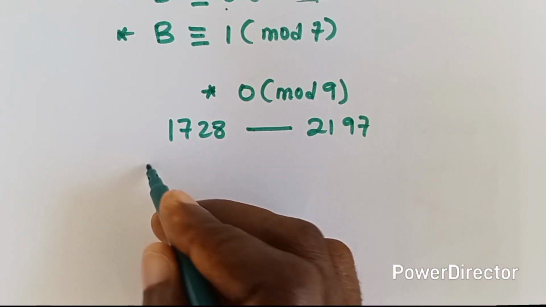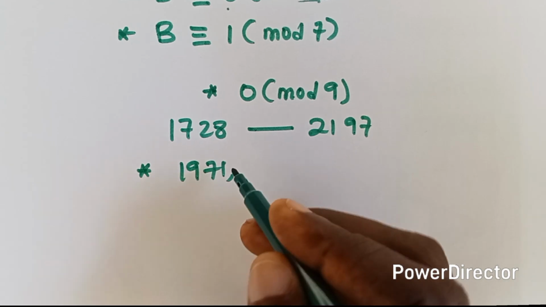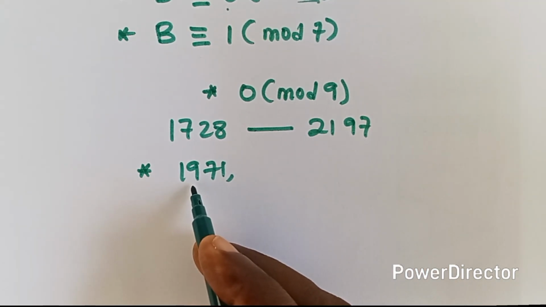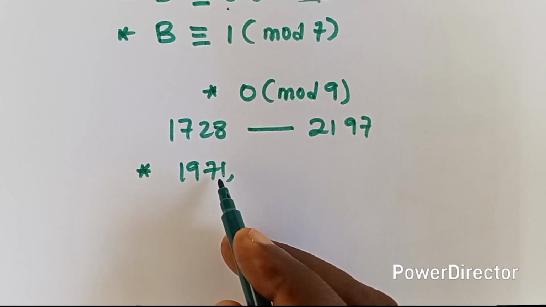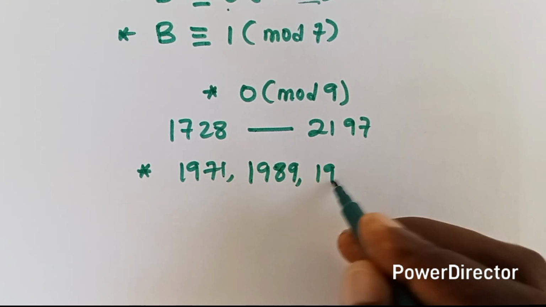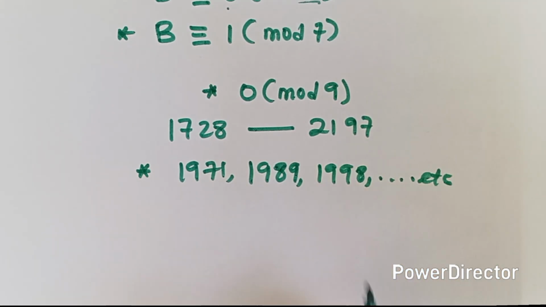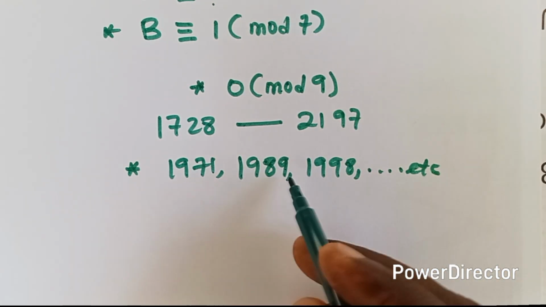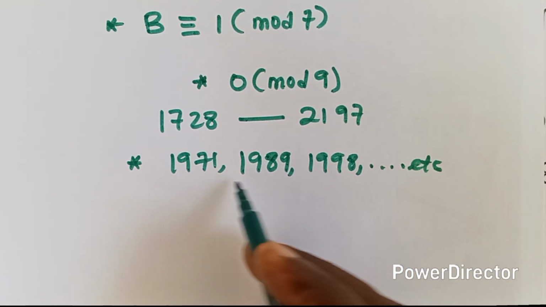I've already done that, and let's look at year 1971. 1 plus 9 will give 10. 10 plus 7 plus 1 will give 18. 18 is a multiple of 9. Also, we have year 1989, and year 1998, and we have them like that. When you sum up the digits, we are going to have a multiple of 9 as a sum.